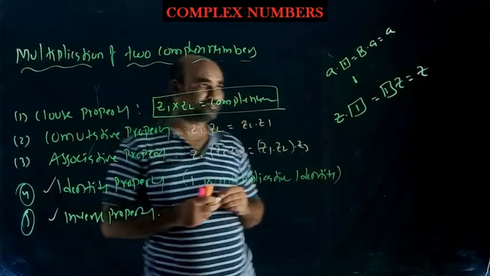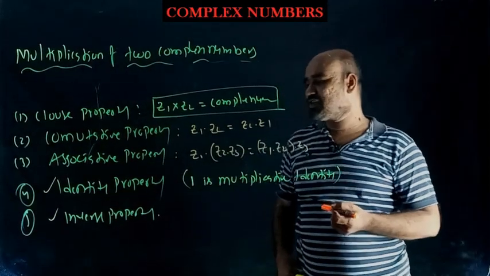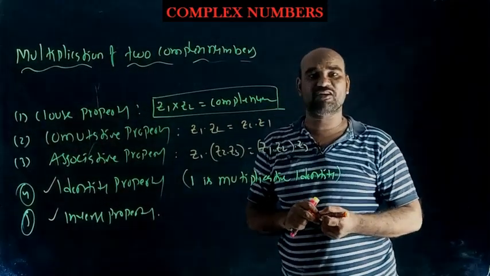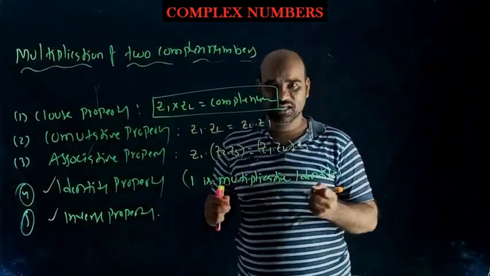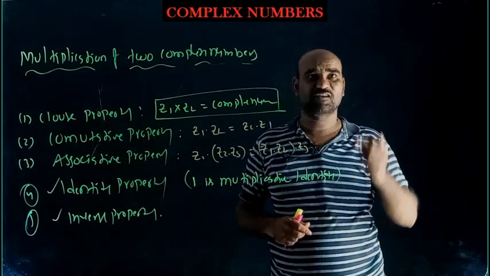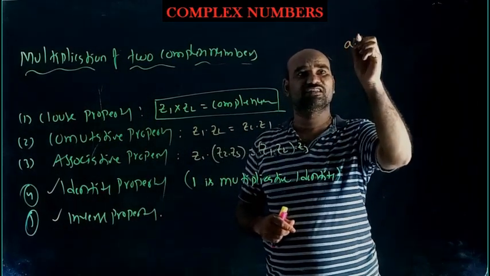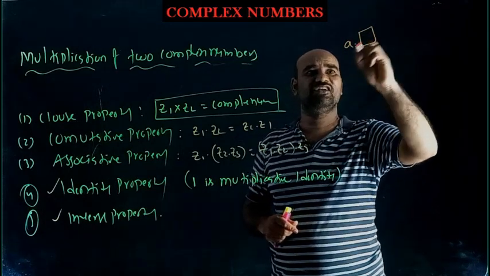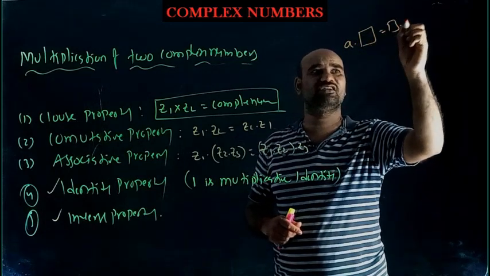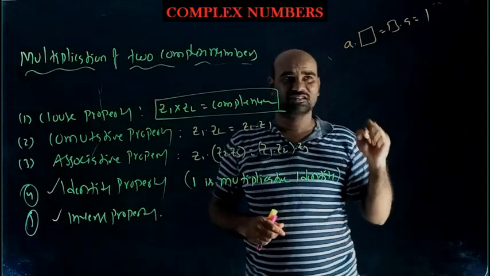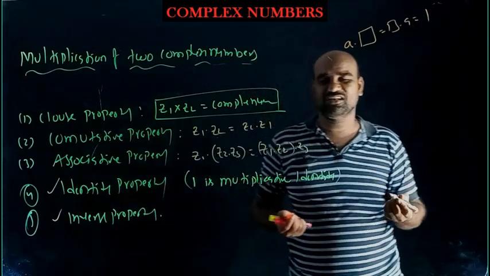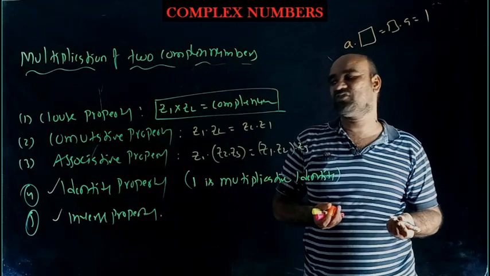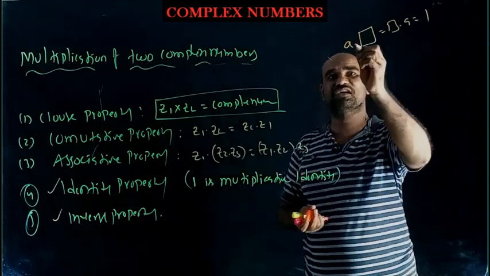Important. Okay students, last one, the inverse property, an important property. First of all, I want to explain the inverse property in real numbers with respect to multiplication. A is a real number, then there exists another real number, say box, A into box equal to box into A equal to 1. Such real numbers exist. You can say the real numbers satisfy the inverse property with respect to multiplication.